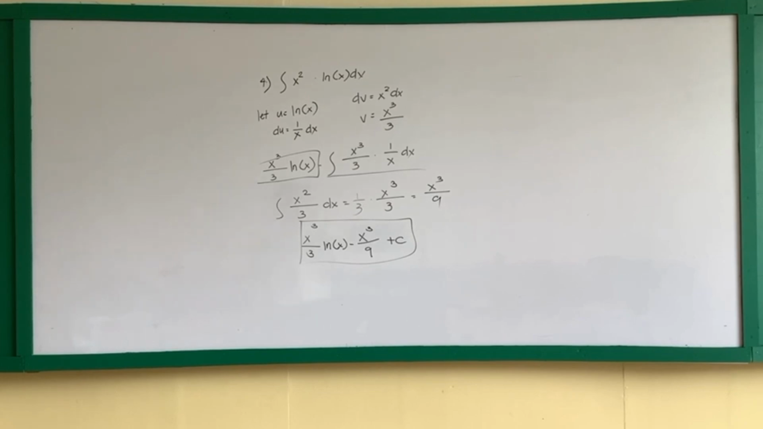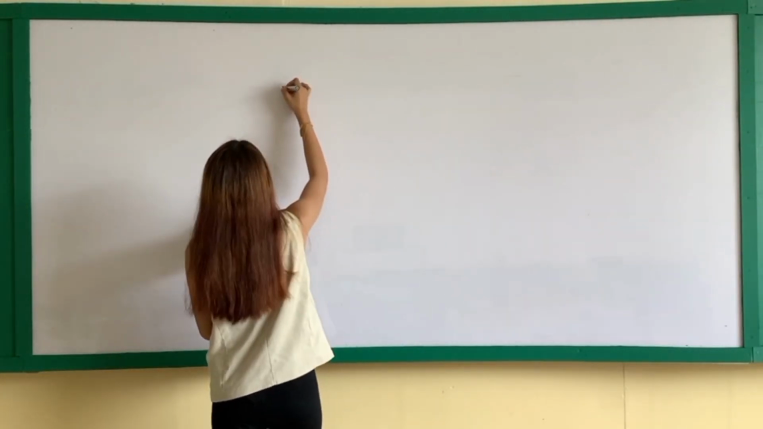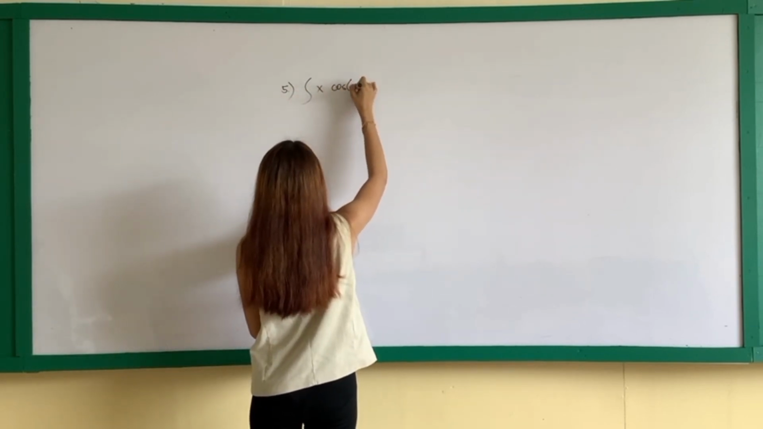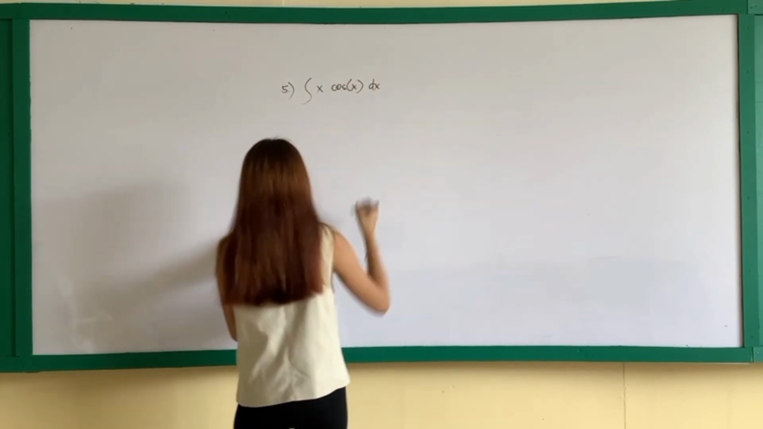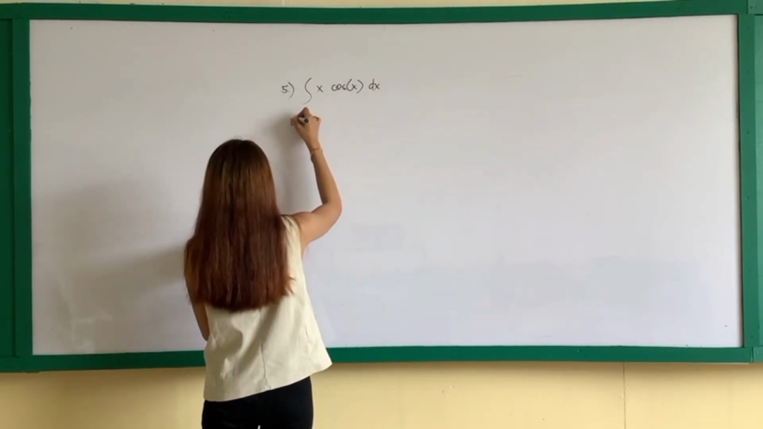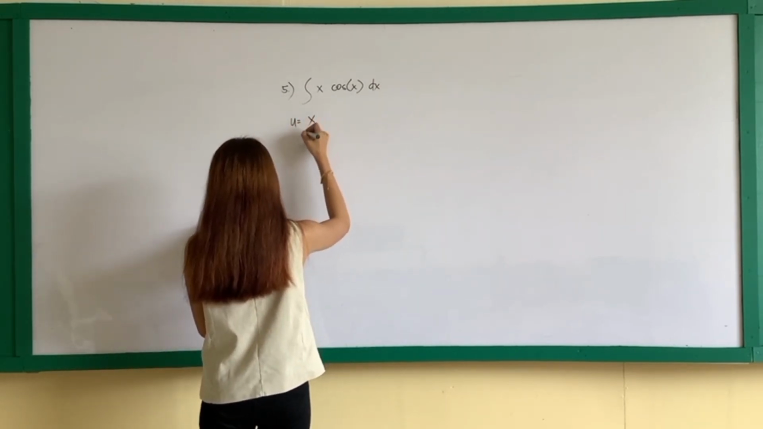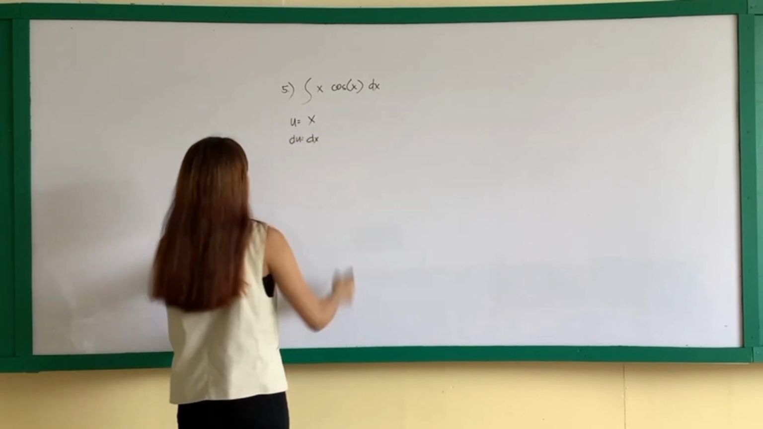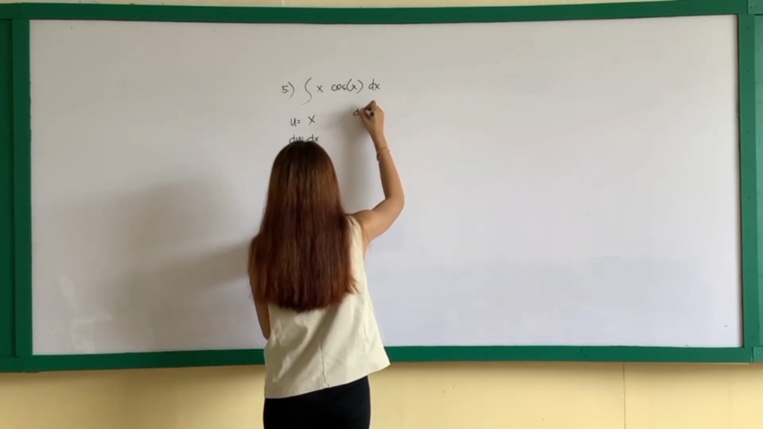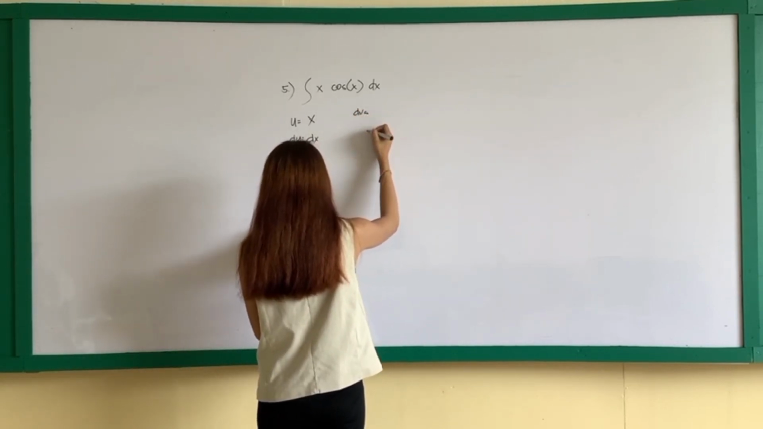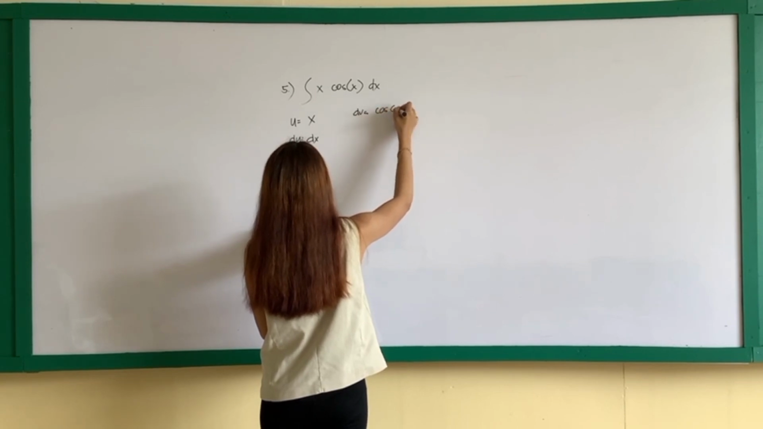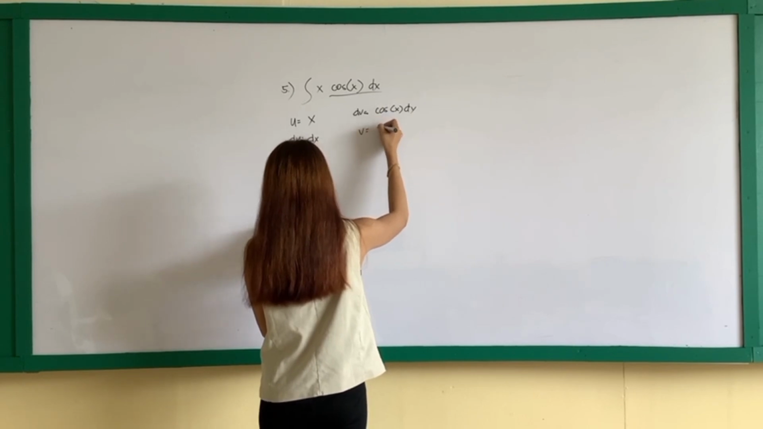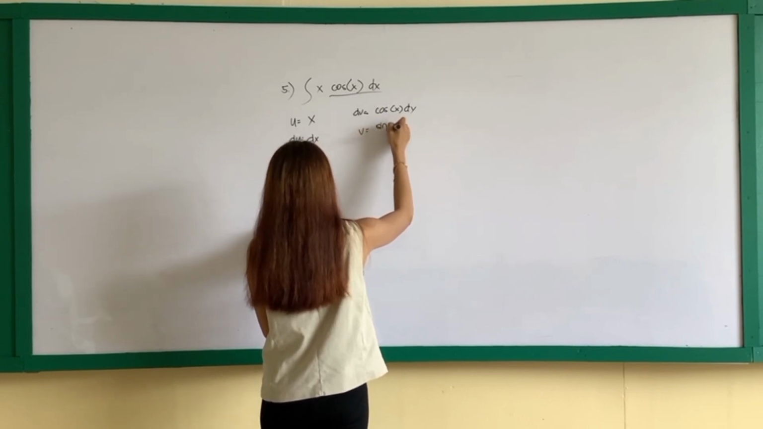Last problem is the integral of x cosine x dx. Our u here is x and our du is dx. The dv is equal to cosine x dx here, and our v is equal to sine x.